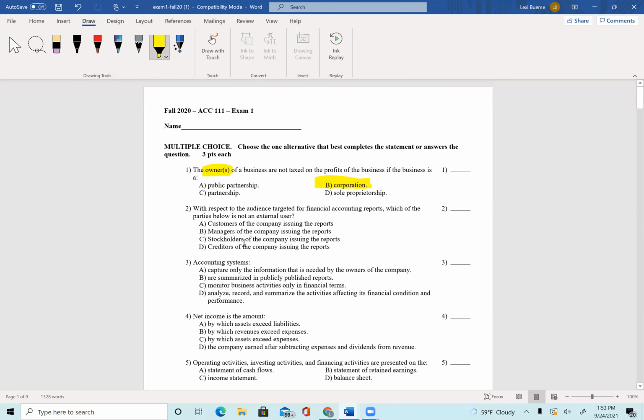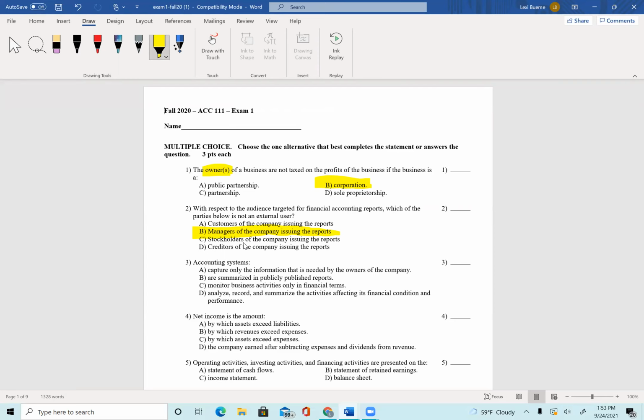With respect to the audience targeted for financial accounting reports, which of the parties below is not an external user? So this is going to be B, managers of the company issuing the reports. So they are not an external user because they're working for the company. They're the manager of the company. So they'd be an internal user.